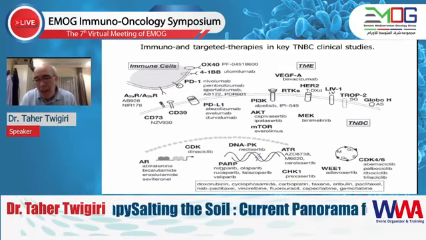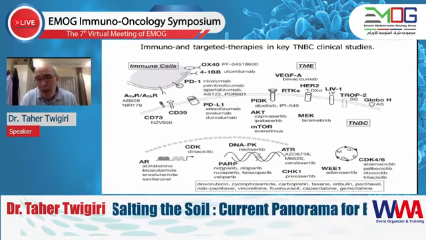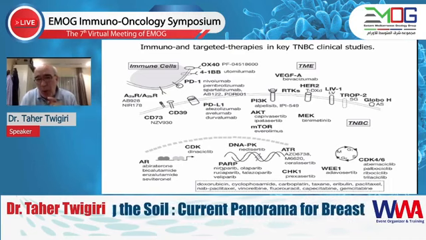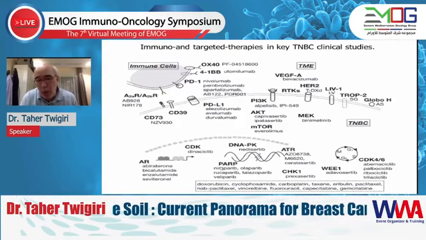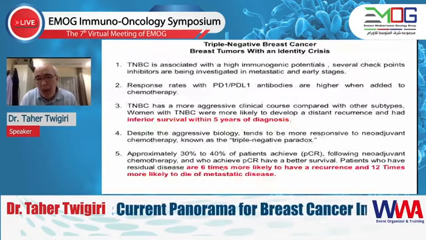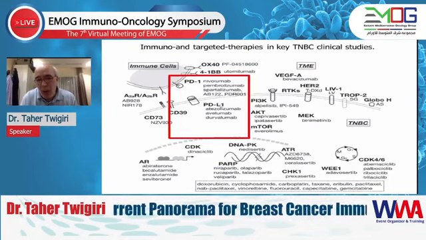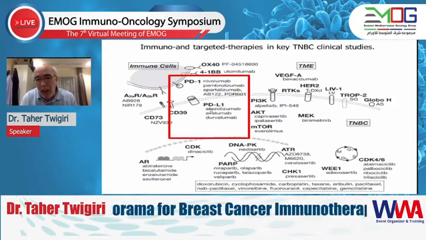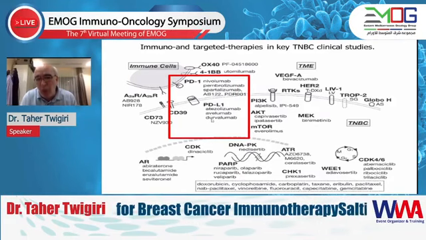Some of them have a minimal benefit. Others have no benefit. But when we are looking at immunotherapy, which is our talk today, we have so far 13 molecules. We have Nivo, we have Pembro, and then we have Atezo, and we have Avelumab and Durvalumab.